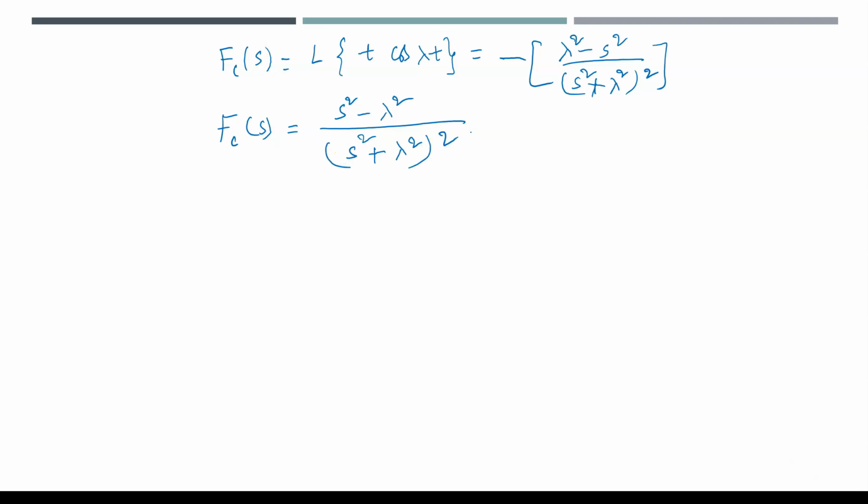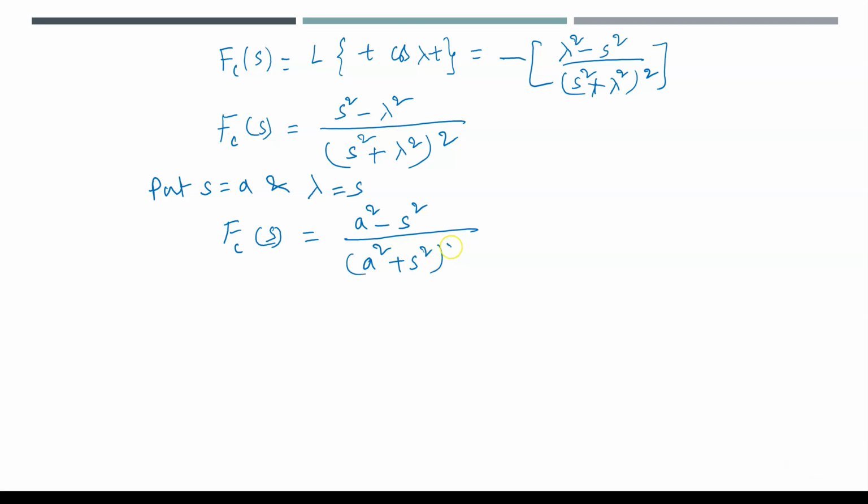So at the beginning we have taken a equal to s, and s equal to lambda. So let us change it again. Here put s equal to a and lambda equal to s. Then fc of s equals a square minus s square upon a square plus s square whole square. This is the Fourier cosine transform.